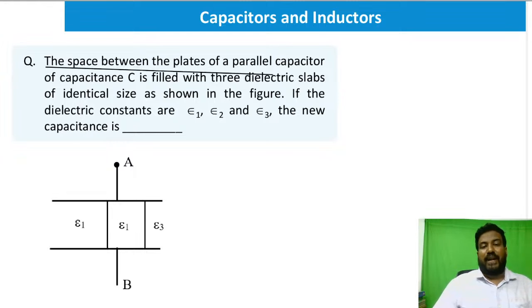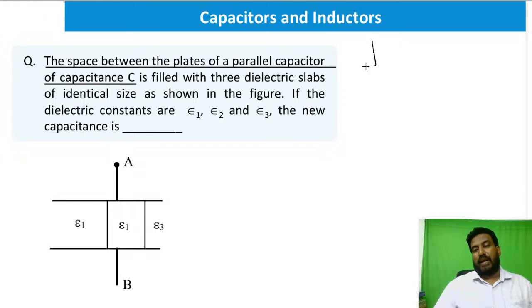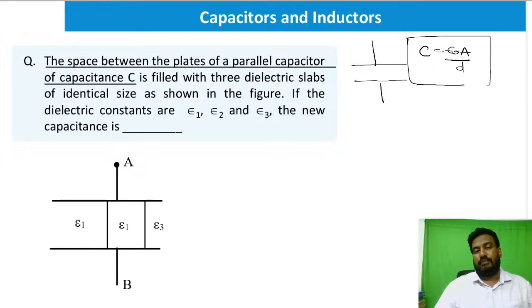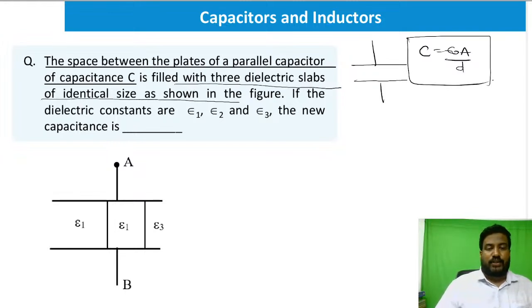The space between the plates of a parallel plate capacitor of capacitance C, so C is epsilon naught A by D, is filled with three dielectric slabs of identical size as shown in the figure. They have dielectric constants epsilon 1, epsilon 2 and epsilon 3. What is the new capacitance?